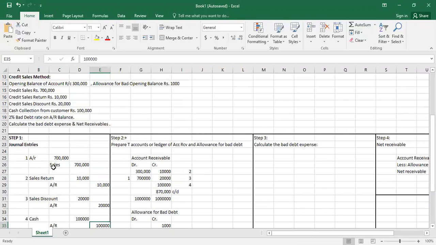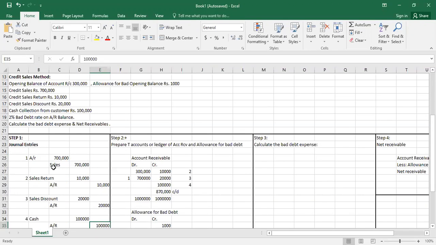Once again, I would like to remind you all that we will pass journal entries here which are based on credit sales, credit sales return, or credit sales discount. There is no role of cash sales return, cash sales discount, or cash sales, because account receivable is the amount which we have to receive from our customers if credit sales occur. So the second step is to prepare a T account or ledger of account receivable and allowance for bad debt.